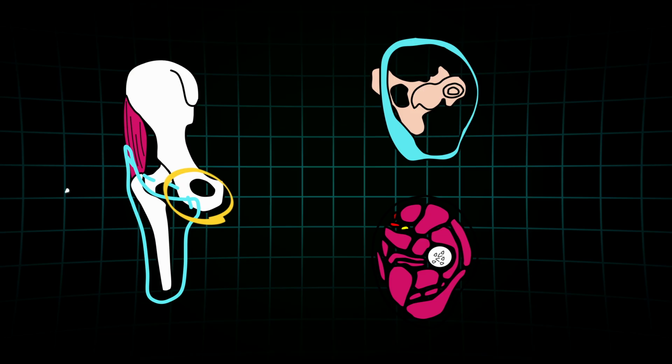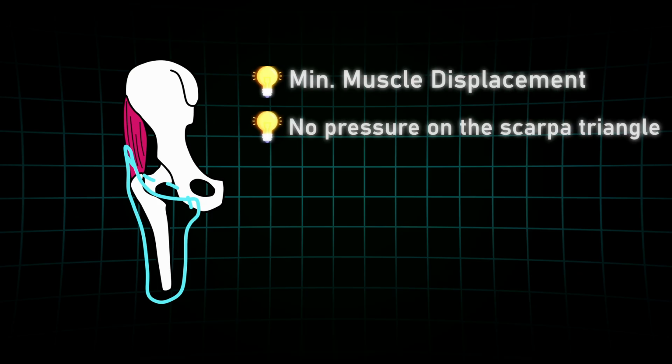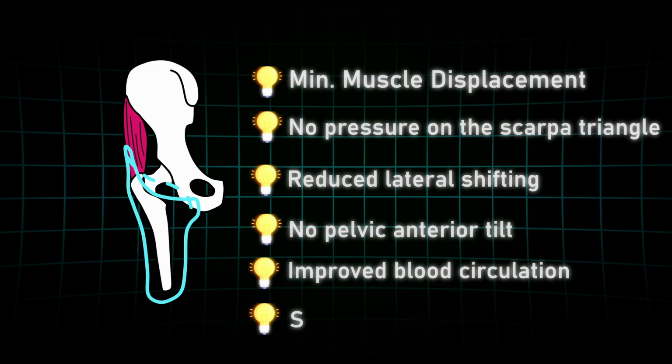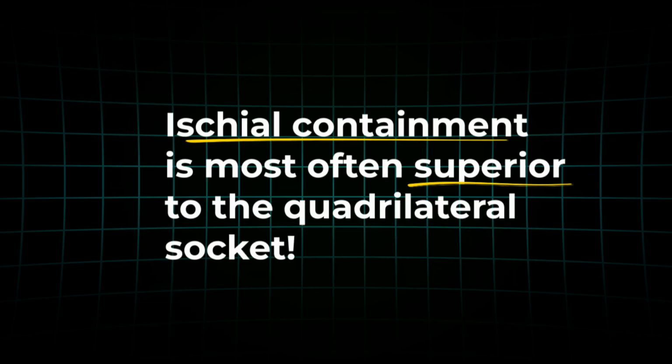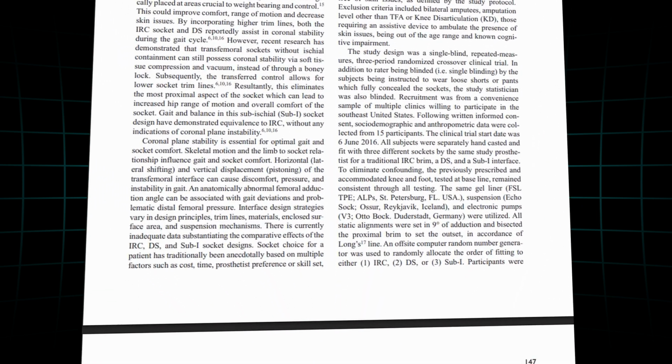And the upsides are impressive. Minimal muscle displacement, no pressure on the scarpa's triangle, significantly reduced lateral shifting, no forward tilting of the pelvis during walking, better blood circulation in the residual limb, and most importantly, a more natural alignment of the limb in space. Bottom line, for most users today, the ischial containment socket is clearly the superior choice. But that wasn't the end of the story.